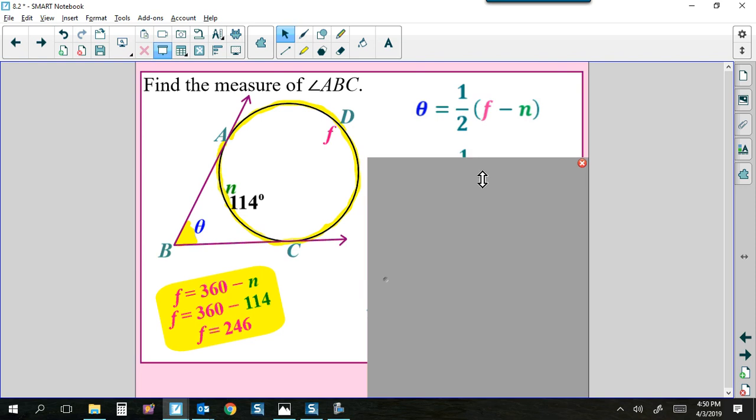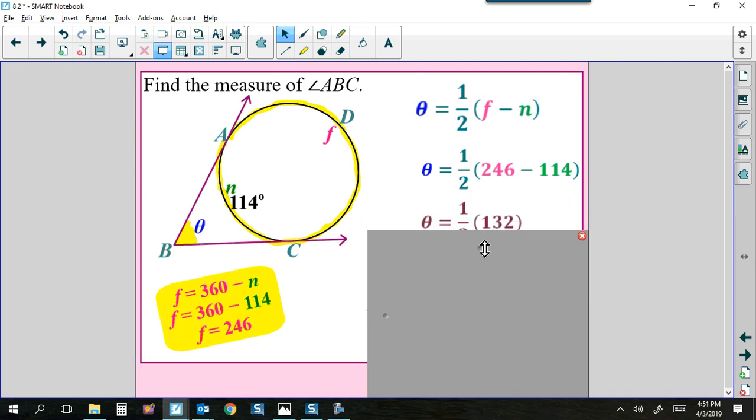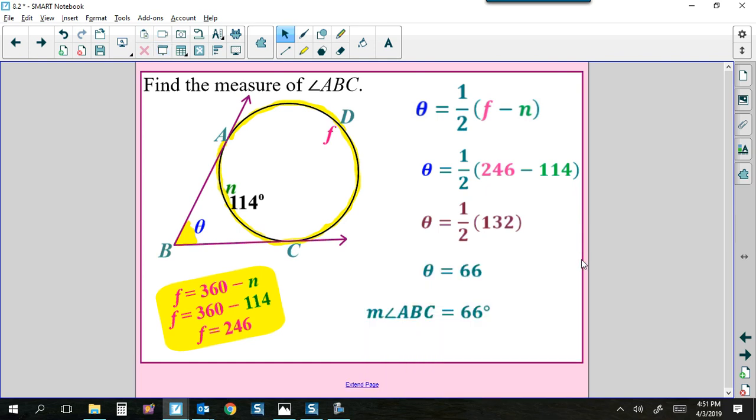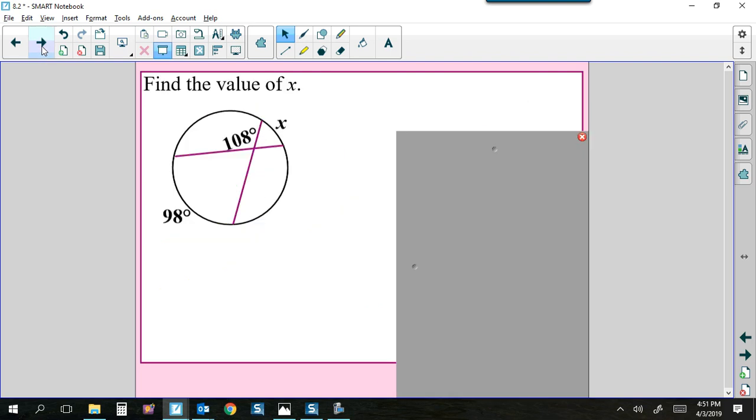So you now know everything you need to know to solve this problem. Theta is going to equal half of 246 minus 114, or theta is equal to half of 132, and half of 132 is 66. So if theta is 66, that means the measure of angle ABC would be 66 degrees. These are actually really not that bad. Not that bad. Okay, here is your next problem.